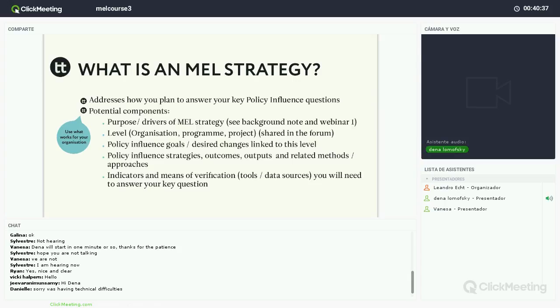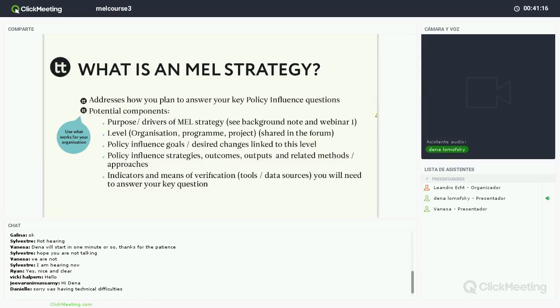But some of the components that it could include would be to think about what the drivers and motivations are for your monitoring, evaluation, and learning strategy. Remember in the background note in webinar 1, we spoke about things like accountability, empowerment, learning. And it may be that if you choose to focus on one of those things, then you will choose a particular set of tools and approaches to measure that. Whereas if you want to have a wider set of motivations, then you can choose different approaches. So that's an influencing factor in what you will choose for your strategy.